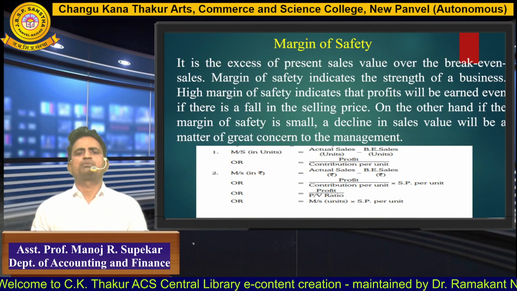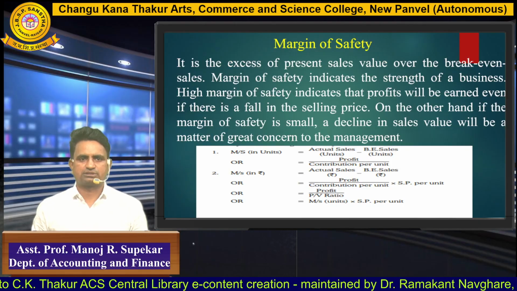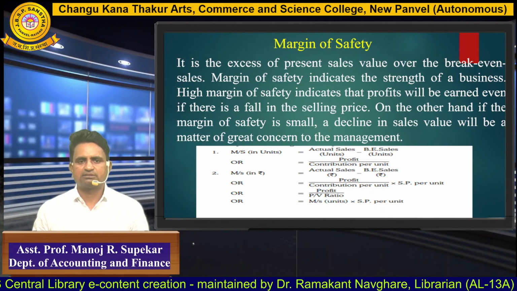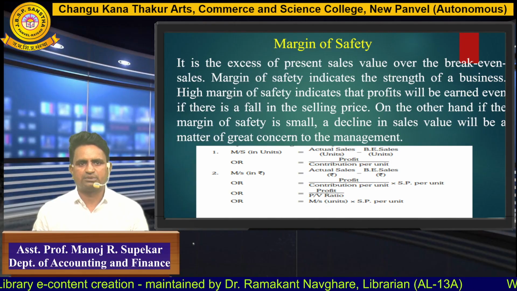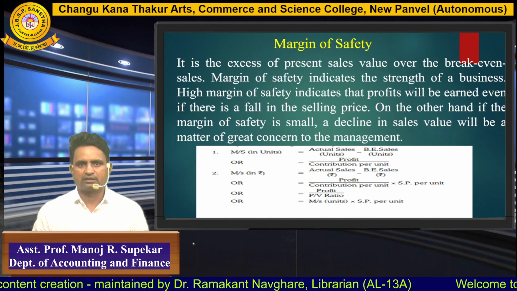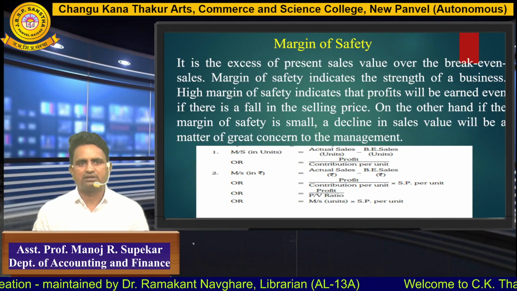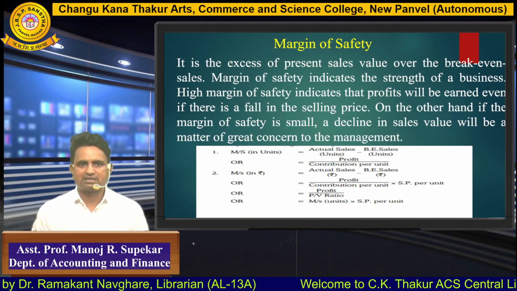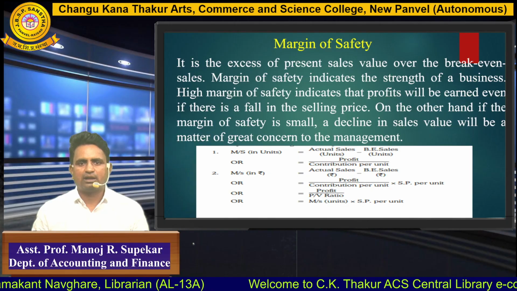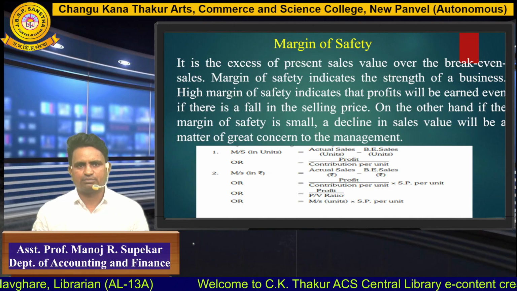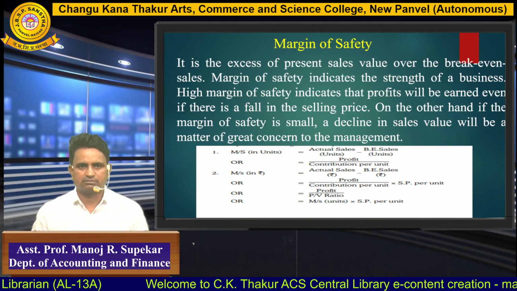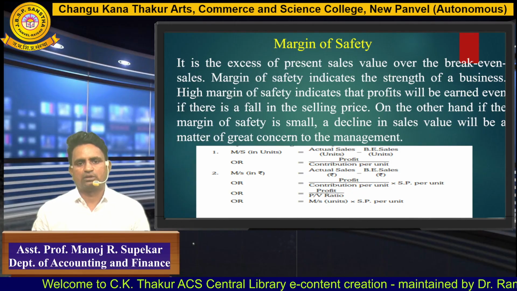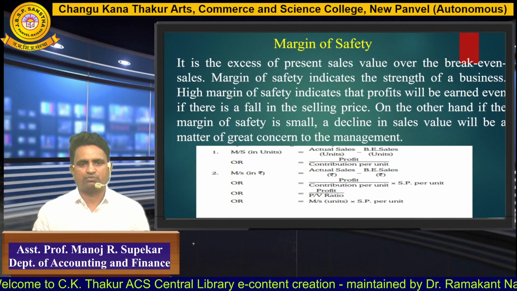Now we're talking about the margin of safety, called MOS. It is the excess of the present sales value over the break even sales. Margin of safety indicates the strength of the business. A high margin of safety indicates that profit will be earned even if there is a fall in the selling price. On the other hand, if the margin of safety is small, a decline in the sales value will be a matter of great concern to the management. Dear student, margin of safety is a safe zone for the organization to get smooth profit.